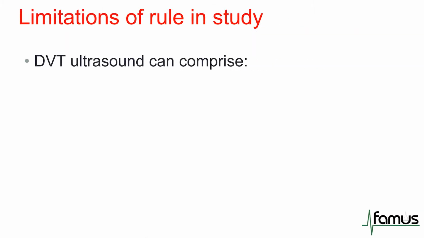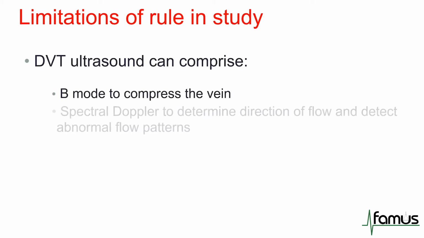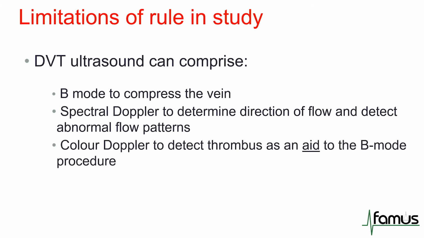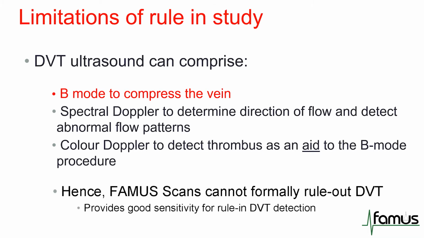So the limitations I've touched on, but DVT ultrasound in its entirety can comprise B mode to compress the vein, spectral Doppler to determine the direction of flow and look for abnormal flow patterns, and occasionally color Doppler to detect thrombus as an adjunct to B mode imaging. We here are only going to talk about B mode imaging to compress the vein, which is why we can't call this a rule-out procedure. But we do, however, show good sensitivity for the detection of DVT.